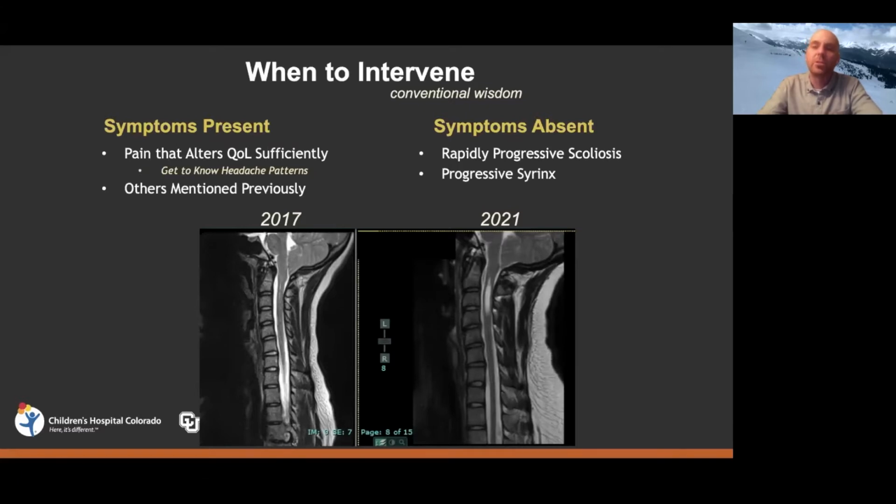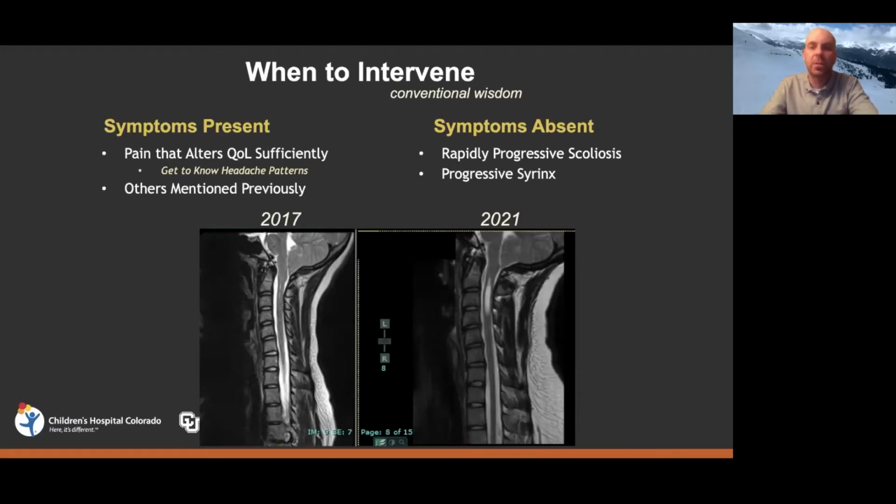Then you have a group of patients who don't have symptoms, and there are still some who benefit from having surgery. So a patient who may have a progressive, albeit asymptomatic scoliosis, that's somebody where if you potentially intervene appropriately, you can prevent them from having a continuing progressive scoliosis, and you may be able to prevent them from needing to have a spine fusion, for example.